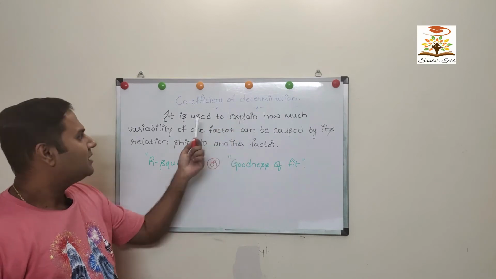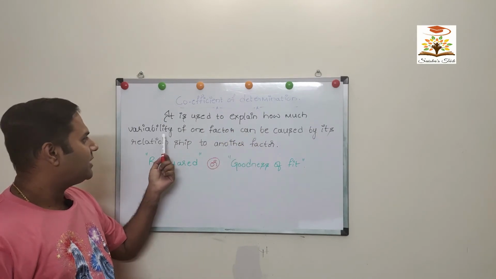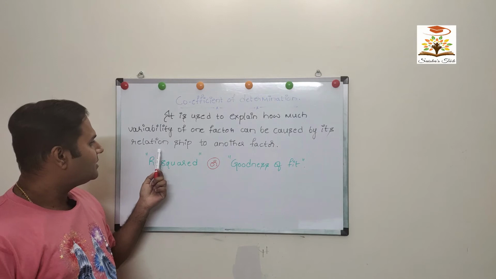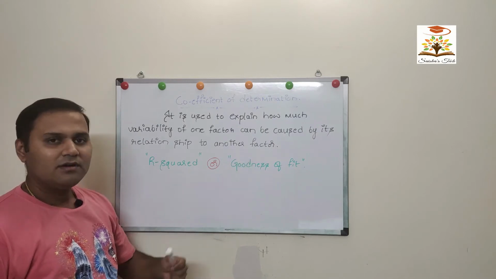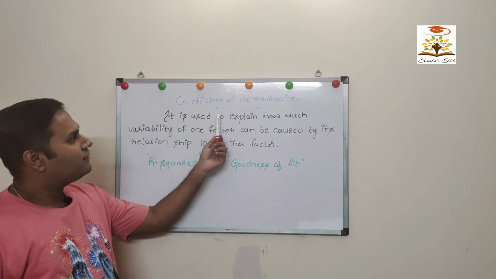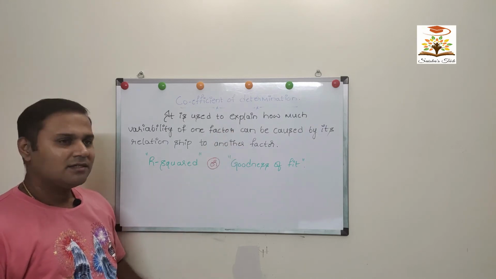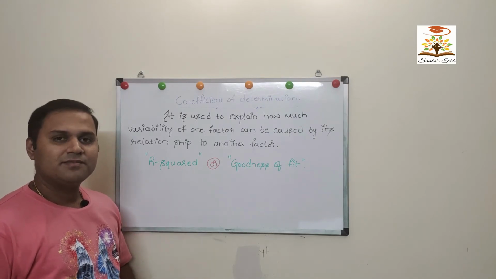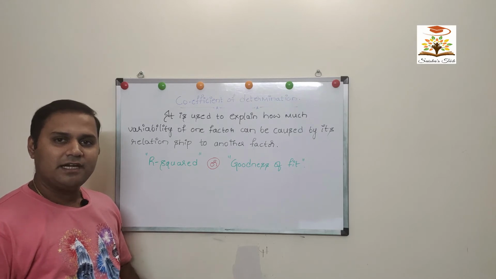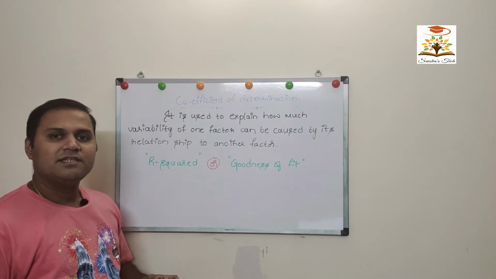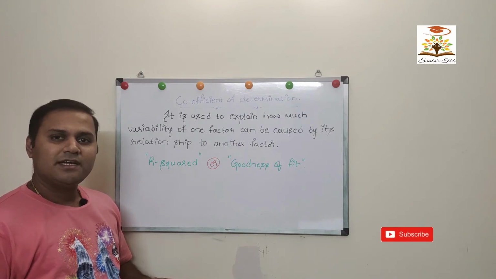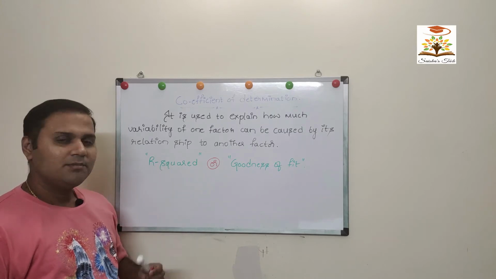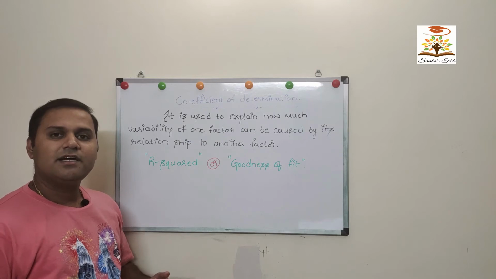Coefficient of determination is used to explain how much of the variability of one factor or variable can be caused by its relationship to another factor or variable. It is popularly known as R-square value or goodness of fit value. For example, if a woman is pregnant on a certain date, what is the likelihood that she will deliver a baby on a particular date in the near future? Here we are identifying the relationship between a woman getting pregnant and delivering a baby.